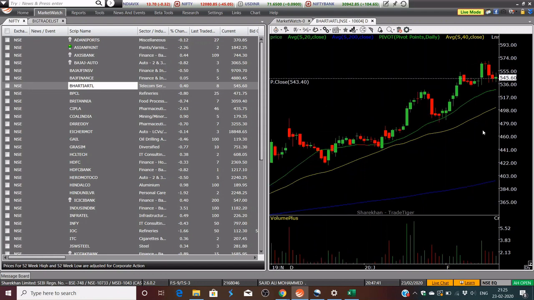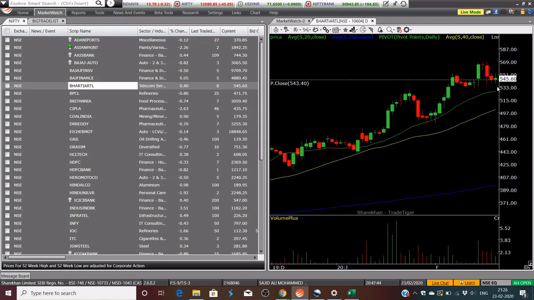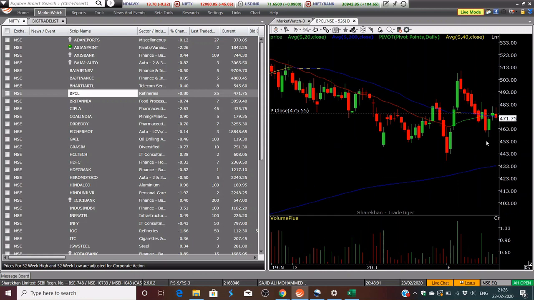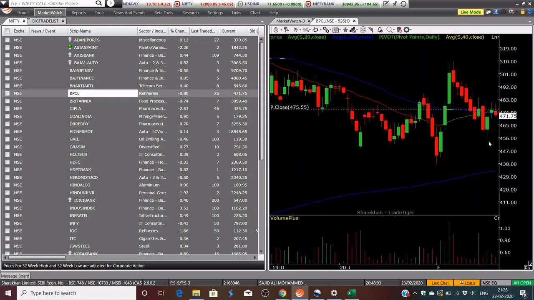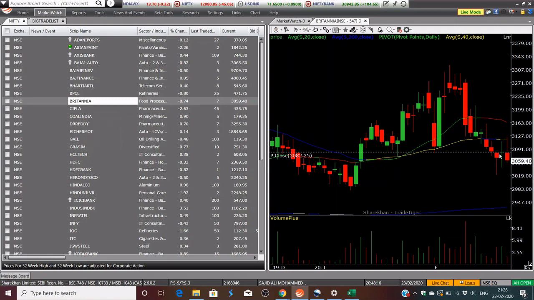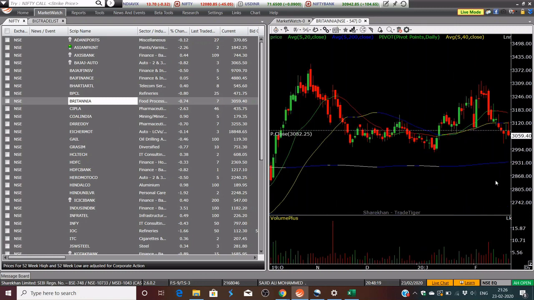Bharti Airtel can be a good buy if you find that retracing from any of these levels like this kind of formation, you can buy, because it's a good sign for Bharti Airtel that the competition is getting killed completely, so it can become a major operator along with Jio. So BPCL, not much of a movement. Britannia, not much of a movement. It's still in the zone.